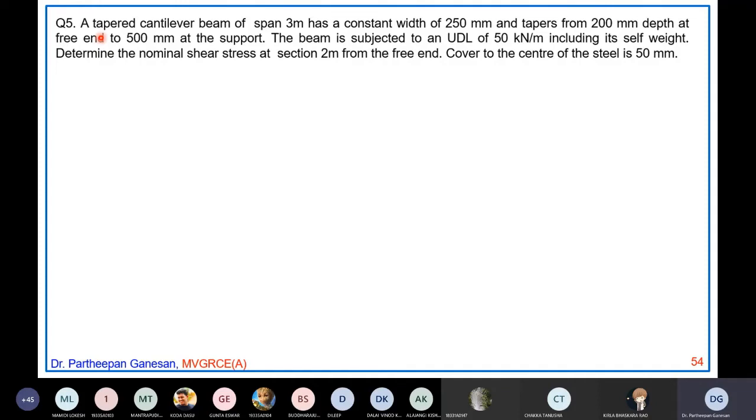So now I'm going to take up another type of problem. A tapered cantilever beam of span 3 meter has a constant width of 250 mm. Width of the beam is 250 mm, it is a constant. And it tapers from 200 mm depth at the free end to 500 mm depth at the fixed support. This is a tapered cantilever beam. Span of the beam is 3 meter. Constant width is given, 250 mm. Tapers from 200 mm depth at the free end to 500 mm at the support. The beam is subjected to a UDL of 50 kN per meter, including itself, right?